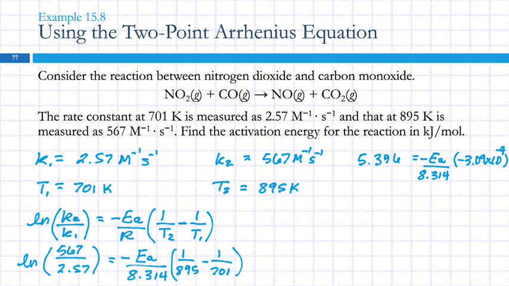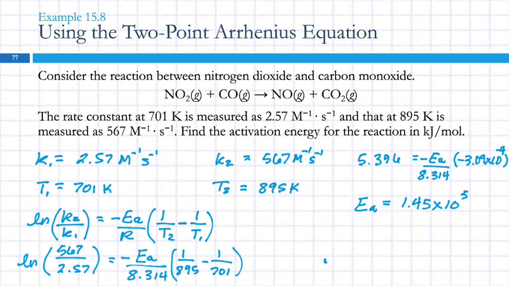So what I want to do here is I'm going to take my 5.396, multiply by 8.314, and divide by the 3.09 e to the minus 4, and I'm going to get a crazy looking number. EA is 1.45 times 10 to the 5th.